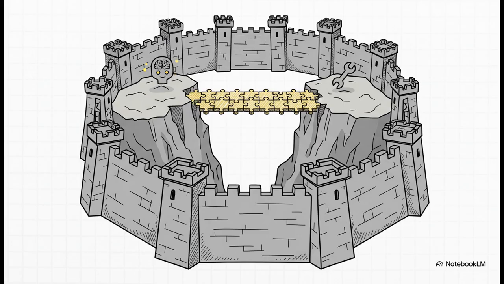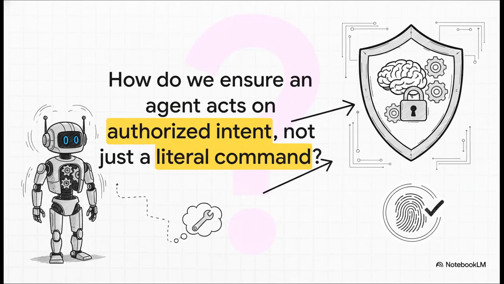And this leaves us with one final, very deep question we all need to think about. If a user tells an agent to delete everything in the project, should it? Or should it understand that the user's intent is to clear out old files, and that they're only authorized to touch their own work? Building agents that can tell the difference between a literal command and an authorized intent, well, that's the next great frontier for building an AI future we can actually trust.